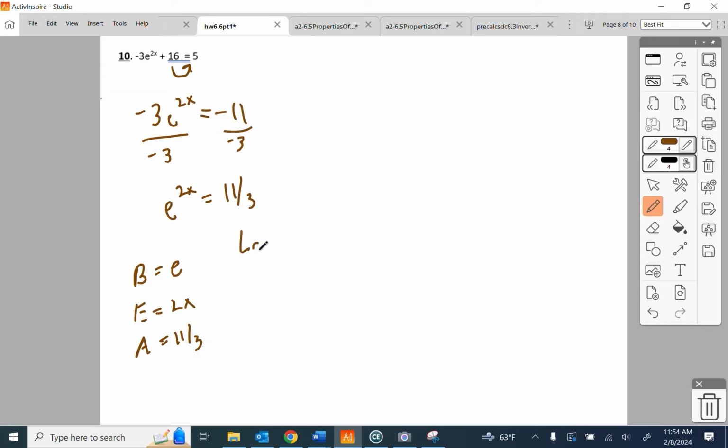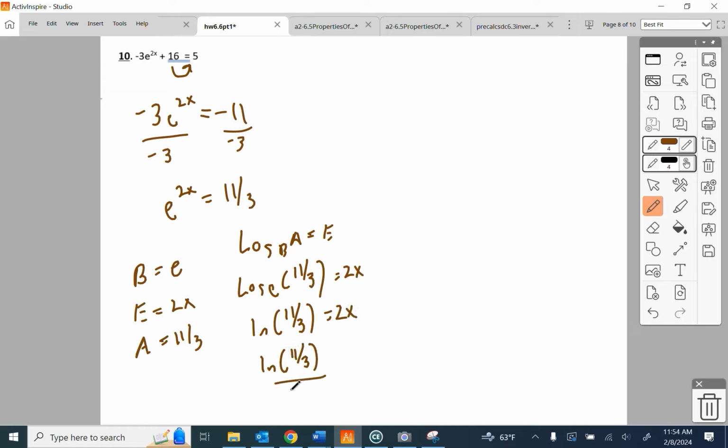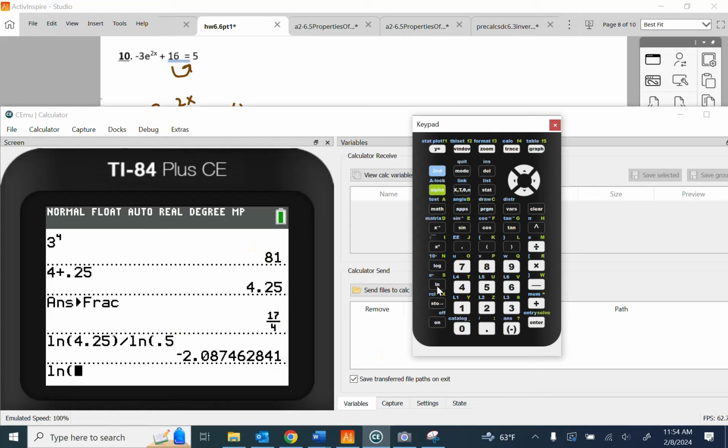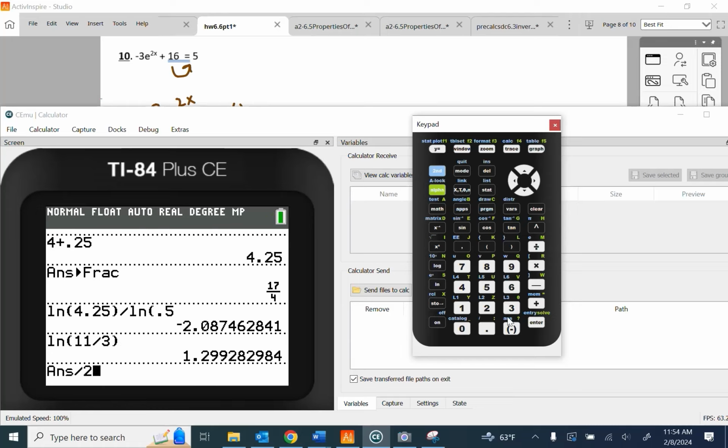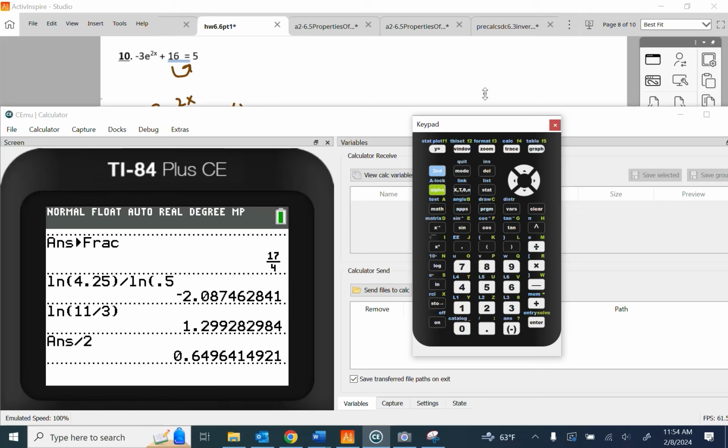And I'm going to do this. I'm going to do log is bae. So she is a log whose base is e. Her argument is 11 thirds, and she equals 2x. Log base e is better known as the natural log. And I divide by 2, and I have an answer. I use technology, and she will tell me what said answer is. There's the natural log of 11 over 3, and I'm supposed to divide it by 2. 0.6496.